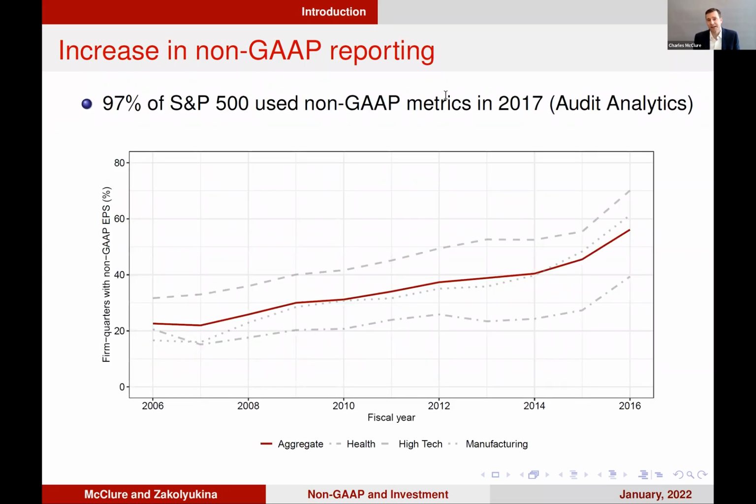So just to illustrate how pervasive non-GAAP earnings is, here's a plot of the frequency of firm quarters that report non-GAAP earnings. As you can see, it's steadily increasing over time. In fact, in 2017, 97% of S&P 500 firms in at least one of their quarters reported a non-GAAP metric. So this is a really, really common disclosure, as most of us are aware. And obviously, because it's outside of the framework of GAAP, there's a lot of questions as to how accurate this amount is.